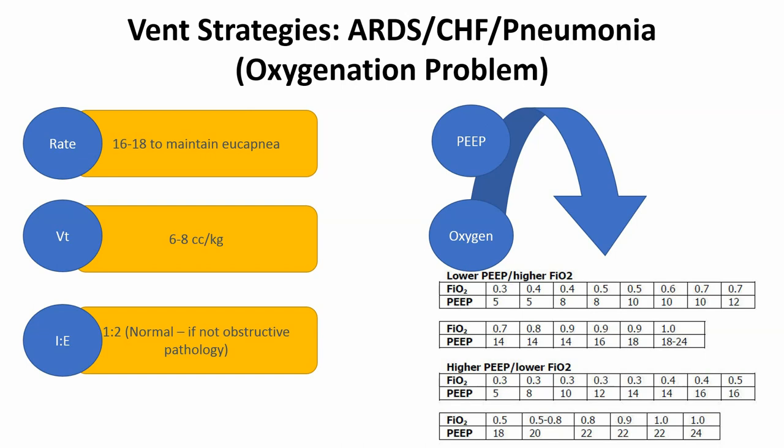If their blood pressure is low or they're arrhythmic, then I would refrain from giving extremely high levels of PEEP. So this PEEP table starts at 5 of PEEP, and pretty much every patient can get about 5 of PEEP. And then you gradually increase both in tandem until you reach your SpO2 target. For most patients, you want it above 94%.